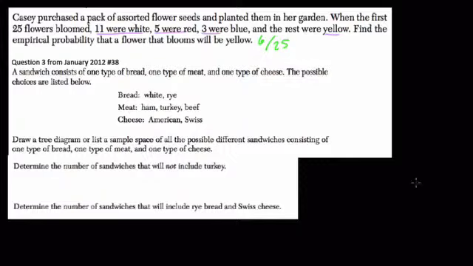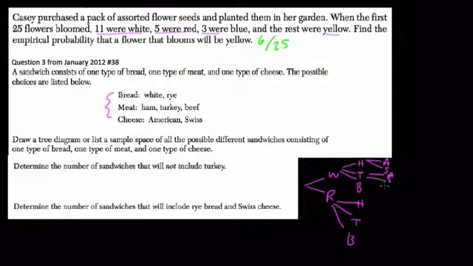In this next one, they want to draw a tree diagram that represents the types of sandwiches we can make here with one of each ingredient. So you can have a white or a rye to begin with. Then you could pick ham or turkey or beef, in both cases, ham, turkey, and beef. Then you can always pick American or Swiss, right? So we have these different combinations that we're mapping out here. The tree diagram helps you quickly tally up all the different ways to make a sandwich here.